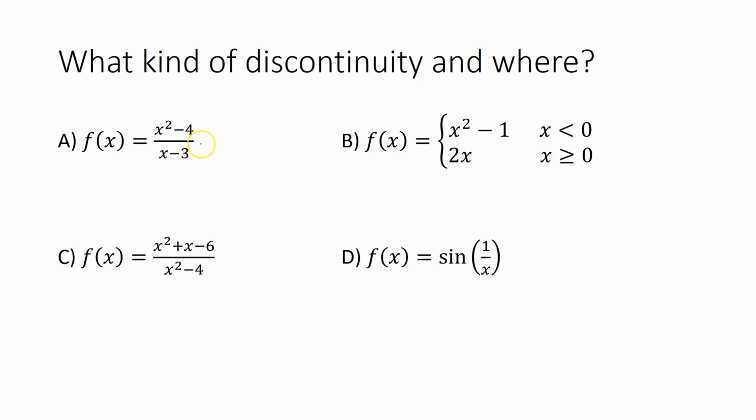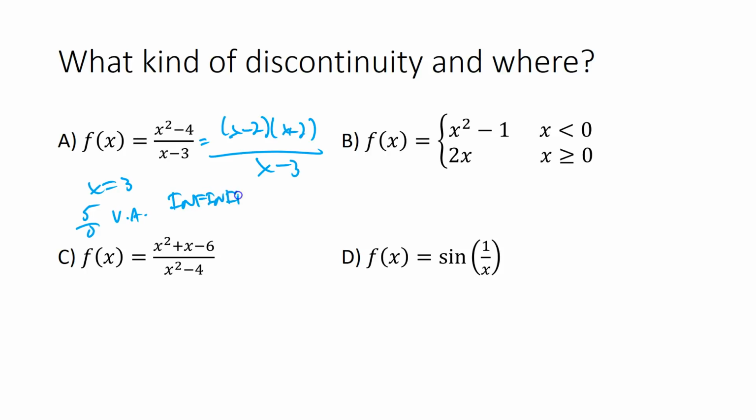So this first one looks like it wants to be factored. So I'm going to factor the top, x minus 2, x plus 2. There's nothing that cancels, right? Nothing cancels out. But we will have an issue at x equals 3. At x equals 3, on the top, we would have 9 minus 4, which is 5. So we'd have 5 over 0. That's a number over 0. This is a vertical asymptote. That is an infinite discontinuity. So we have an infinite discontinuity at x equals 3.